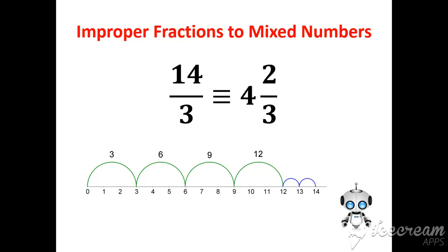So a diagram may just help finish explaining this. Here's a diagram, and when we represent counting in threes, we have 1 whole to get us to 3, we have 2 whole to get us to 6, we have 3 whole to get us to 9, we have 4 whole to get us to 12. We don't have another whole because that would get us to 15, but we do have 2 bits remaining out of the 3. So 14 thirds is equivalent to 4 whole and 2 thirds.